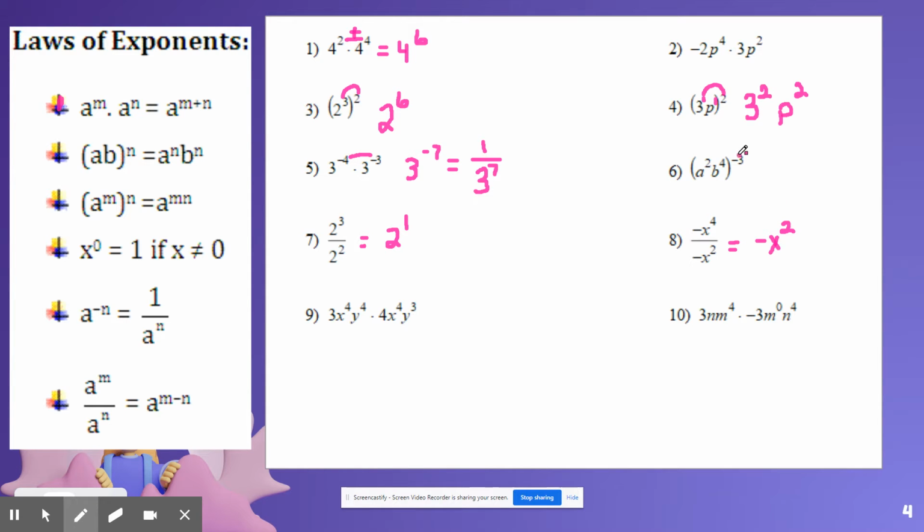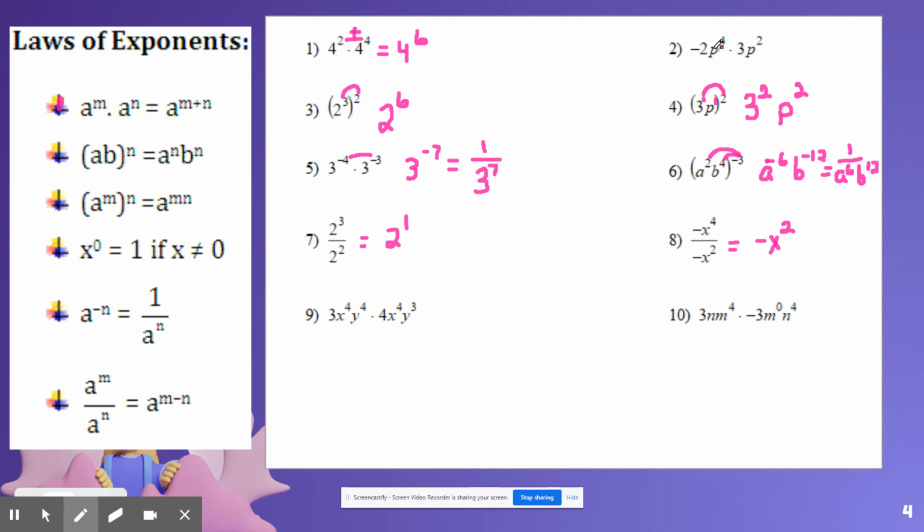This one we're going to multiply out. Negative 3 times both of those. So it's going to become a to the negative 6 and b to the negative 12. Well, we want our exponents to be positive, so this is going to become 1 over a to the 6th and b to the 12th. They just go to the opposite side of a fraction.